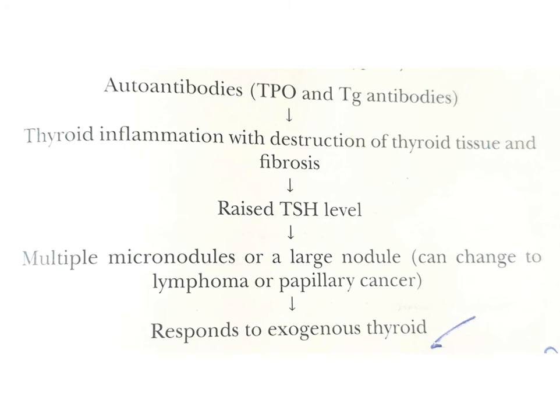So for the genesis of the ailment, there are autoantibodies, that is thyroid peroxidase and thyroglobulin antibodies. With this, there is thyroid inflammation with destruction of the thyroid tissue and fibrosis. There is diffuse infiltration of the lymphocyte in the thyroid parenchyma, and also excessive fibrosis. With this, there is a raised thyroid stimulating hormone level, and there is generation of multiple micronodules or a large nodule that can change to lymphoma, a malignant condition, or papillary cancer, which is taken as the commonest cancer of the thyroid.